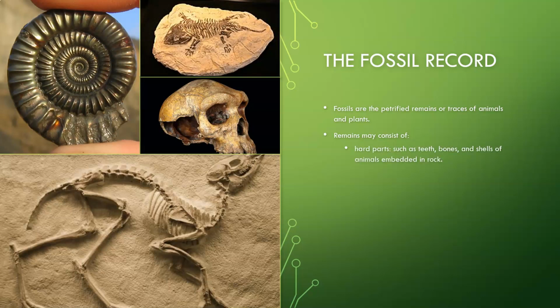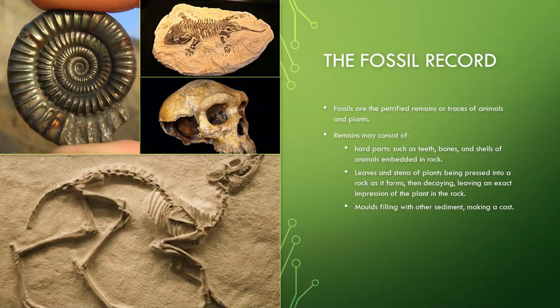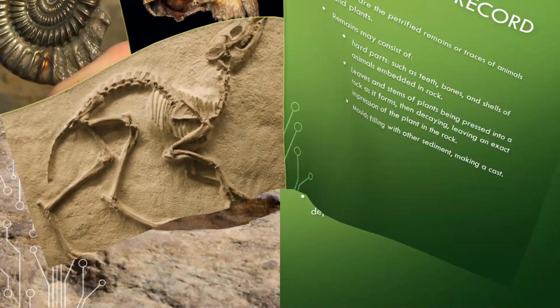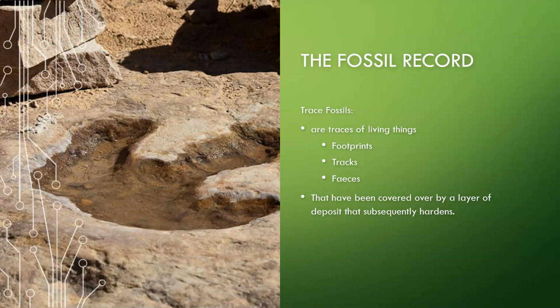So these remains, as I just said, could be the hard parts, they could be leaves and stems of plants, and they could be moulds filling in. Okay, trace fossils. Now, what are trace fossils? These are traces of living organisms. So, as I said, like footprints, tracks, feces. Okay, you can have kind of funnel-looking shapes where roots of plants have once been, and things like that.